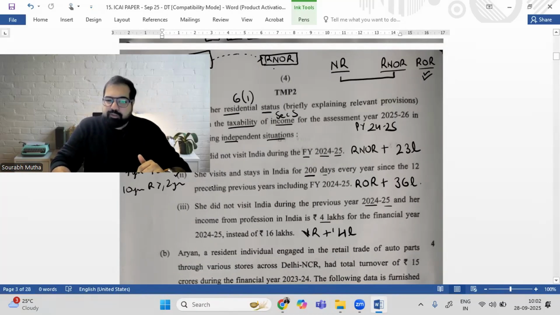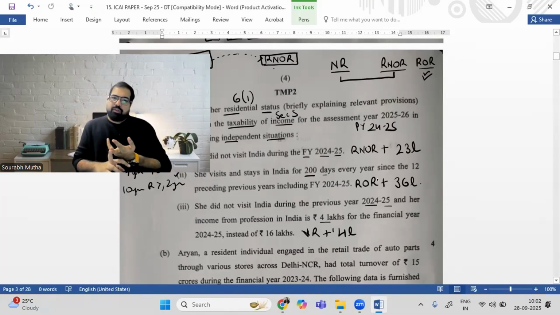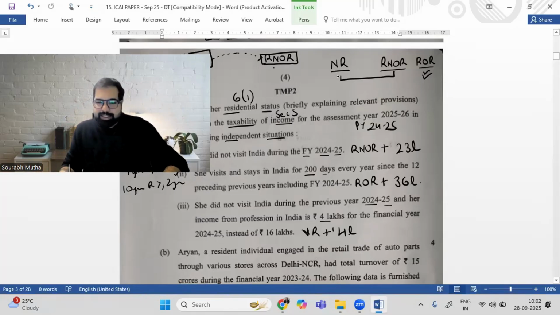And that's how we discuss the first one, then the second one, and then the third one, and these should be the answers. So there'll be three paragraphs for each of them where you'll talk about the conditions she fulfills or does not fulfill, and then you will comment about the total income as well. So guys, this is your 6 marks.